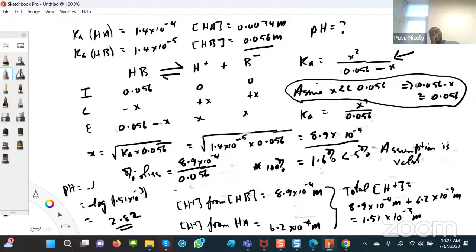All right. Any questions about this one? If you were to take the concentration from each one and figure out the pH individually and add that together, would you get the same answer? No, that would be incorrect. You have to do like what I just did. You have to find the total concentration of H+ by adding them together, and then find the pH of that total.